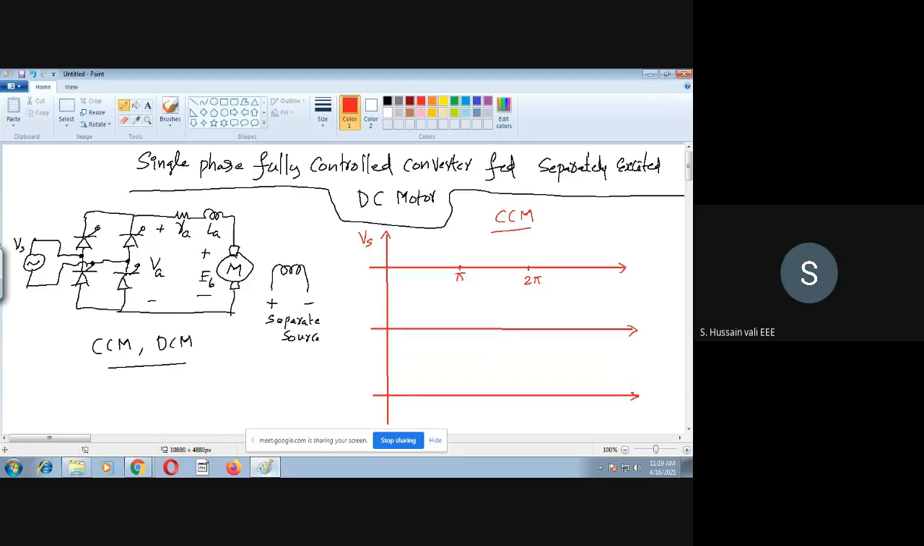Now you see here, let me draw the waveform of the supply voltage first. So this is the supply voltage waveform for one cycle.